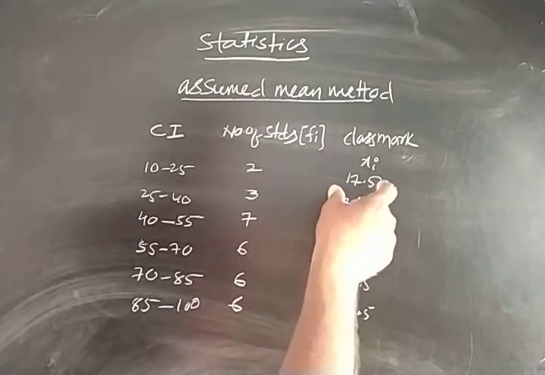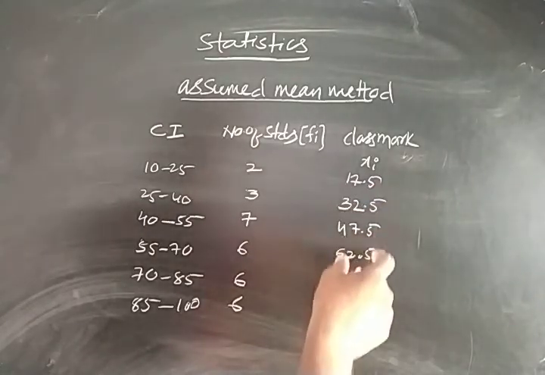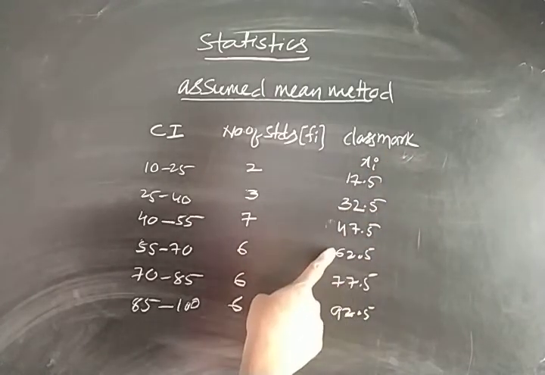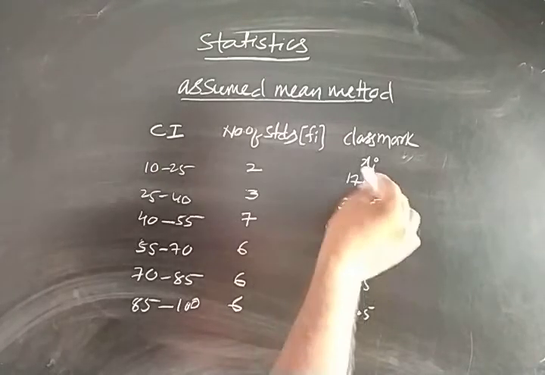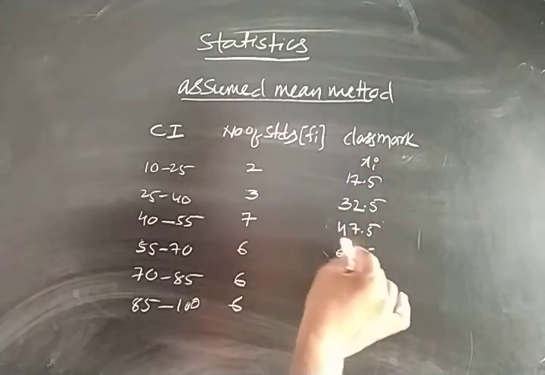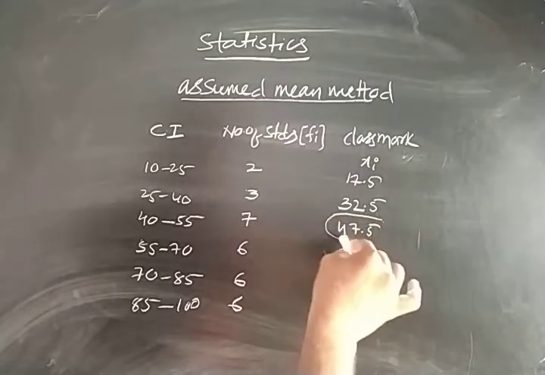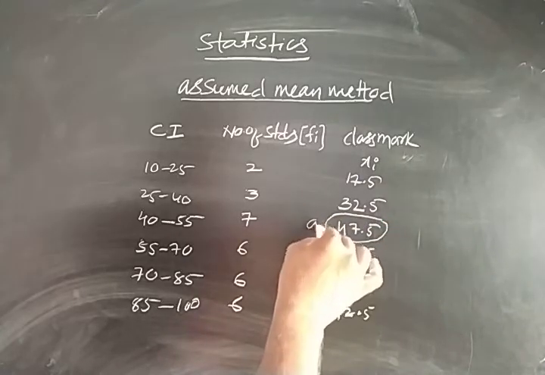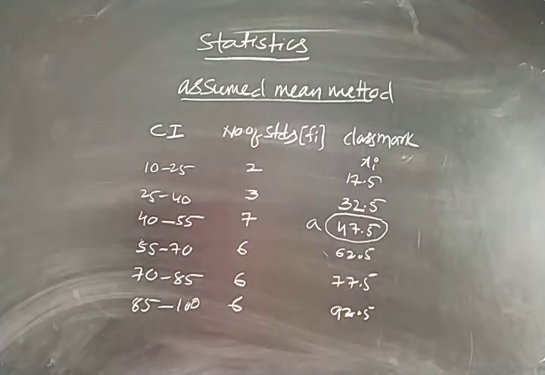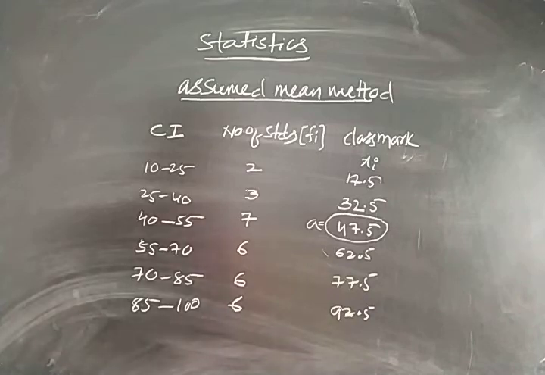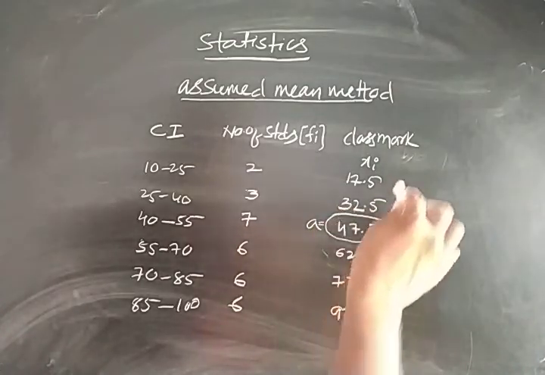Actually we have to select the middle of the Xi values. We have Xi values, no? In the middle we have 2 numbers, and among these you can choose any one. You can choose 47.5 or you can choose 62.5. So I am selecting 47.5, taking it as small a, which is called the assumed mean. After selecting a equal to 47.5, you can select 62.5 also, no problem. So we have to choose a middle number.